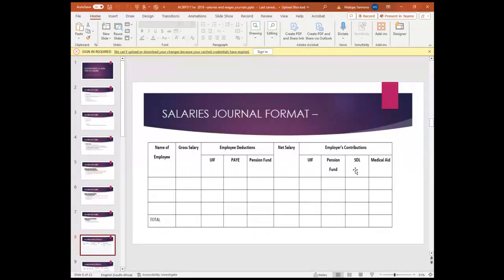And now SDL, remember I said SDL is only paid by the employer. You will never find it under the employee here. Are we together? Yes. We've got medical aid. Again, medical aid sometimes is paid by the employer, sometimes by both employer and employee. Again, don't worry, they will give you more information.